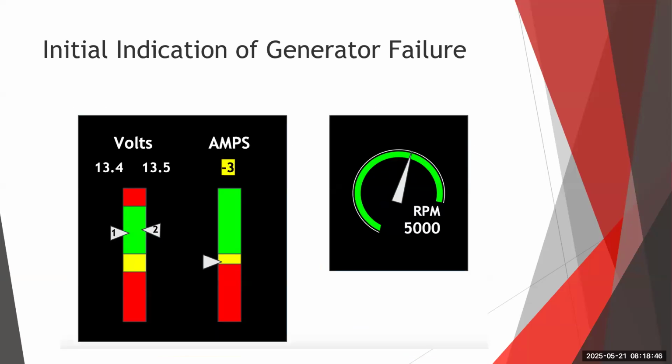Initial indication of a generator failure: your RPMs and everything look good, but these amps will start to go negative. We want them to be at 0. If the amps are at 0, that means we're using as much power as is being produced. If it's negative, that means we're using more power than being produced. Vice versa, if they're positive, that means we're using less power than is being produced. We want it at 0, but this will be the first indication of a generator failure.